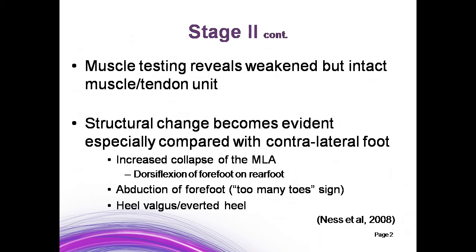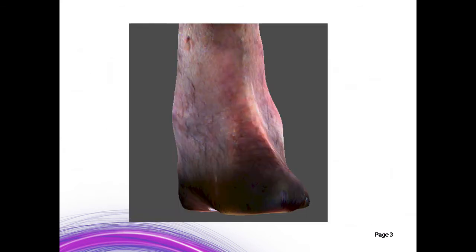And as the muscle has become so weakened, we start to see some structural changes occurring with the foot. And what tends to happen is the medial longitudinal arch begins to collapse or decrease in height. We see the forefoot becomes more abducted, and you may recall early on when we looked at the action of the tibialis posterior tendon, one of its actions was to abduct the forefoot. So as it's not doing this anymore, or not as effectively, the forefoot becomes abducted and the heel forms into a valgus position or an everted position.